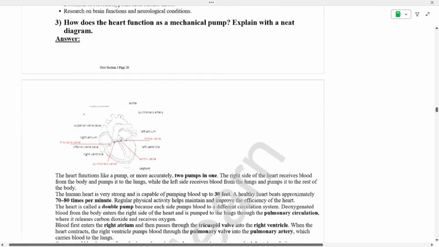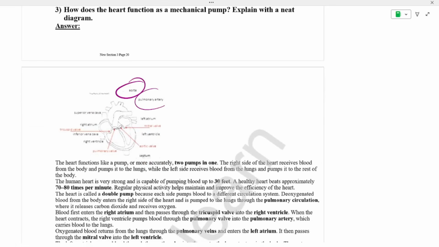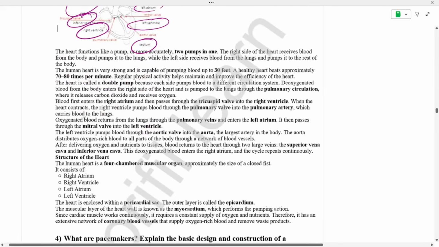Okay, next is heart function as a mechanical pump. You can see here the aorta, pulmonary artery, left atrium, left ventricle, septum, right ventricle, right atrium and superior vena cava. You can draw this diagram and you can write this.